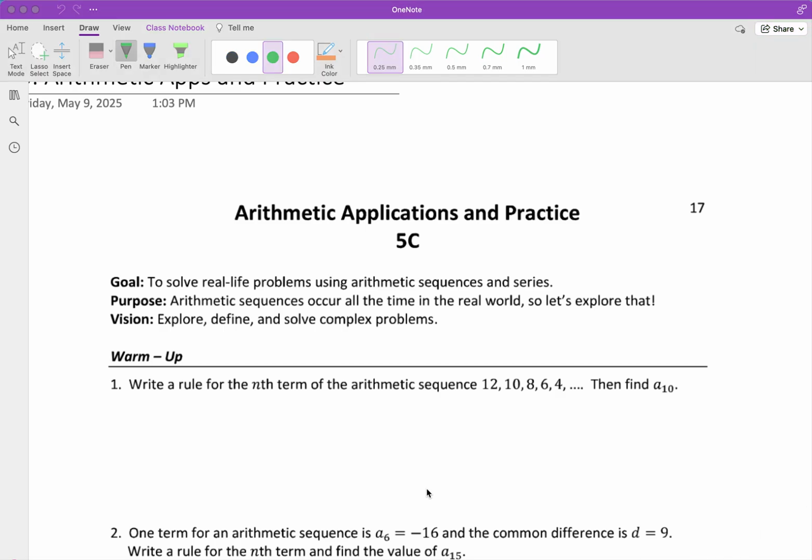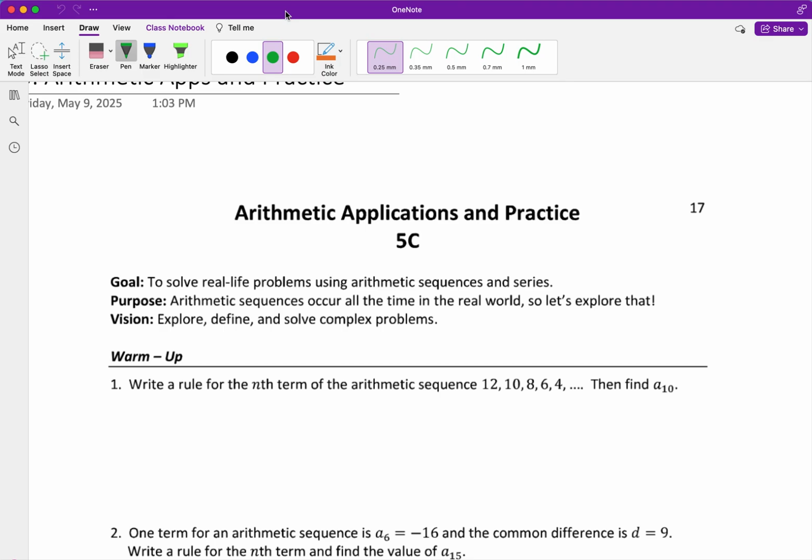Hello and welcome back to the third lesson in our sequences and series unit. Today is going to be a little bit of practice and then a little bit of word problems, so applications that involve arithmetic sequences. So you can see how this stuff is used in real life, right?